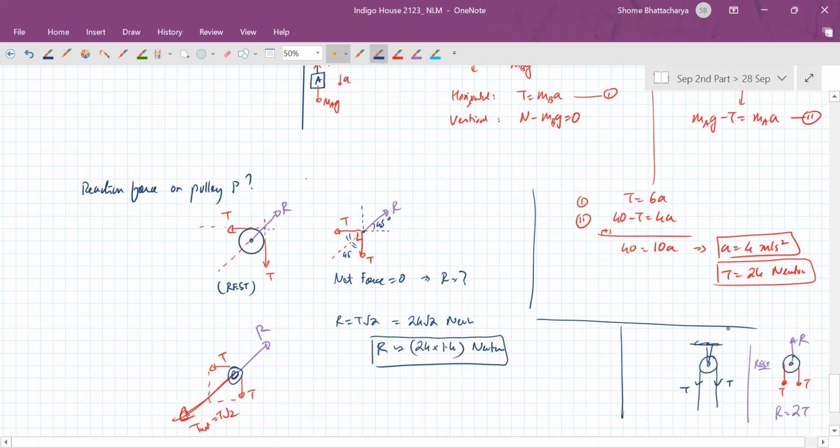But in this example, because the thread is not like this, one section is horizontal and one is vertical. So the tensions are acting like this and not like this. Okay. So here the reaction force acts along the bisector at 45 degrees and its magnitude is equal to T root 2. So this was the important thing to understand in this. Okay. So this is clear to all of you.